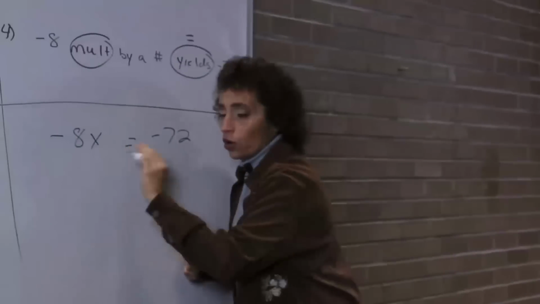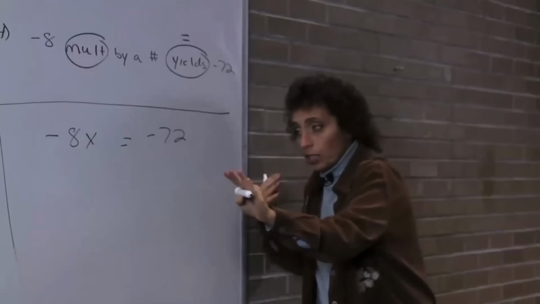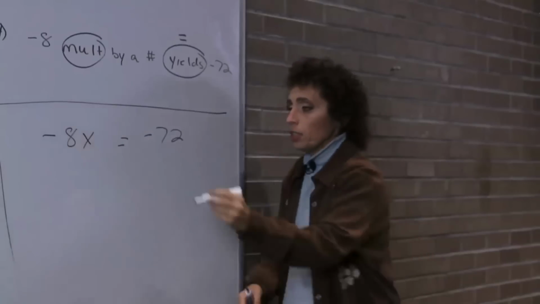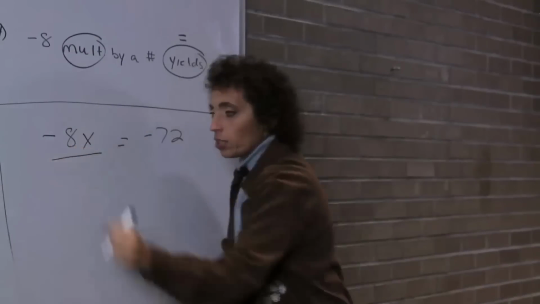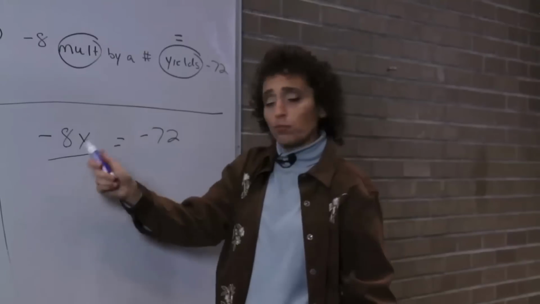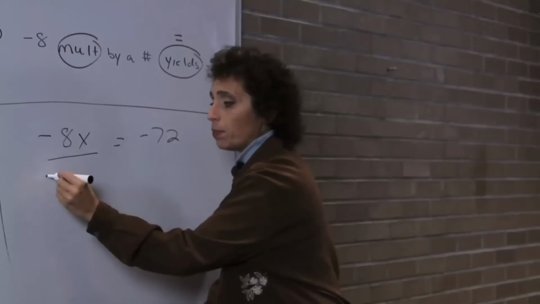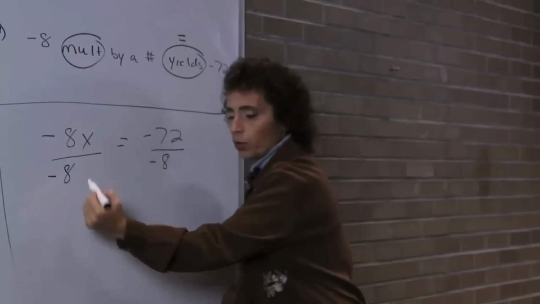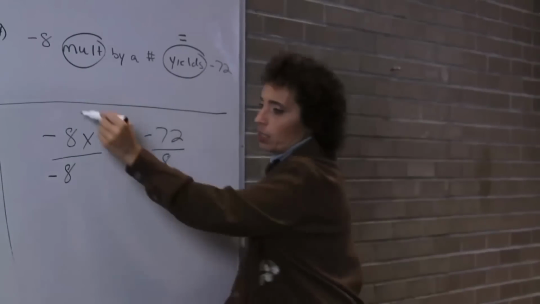All right? All the variables are already on one side, numbers on the other, but now the problem is the coefficient of that variable has to be a 1. So I have to get this out of here. The opposite of multiplying is dividing, so we're going to divide by -8. We're going to divide by exactly what's there. Because we were multiplying, we have to divide. That's the opposite.